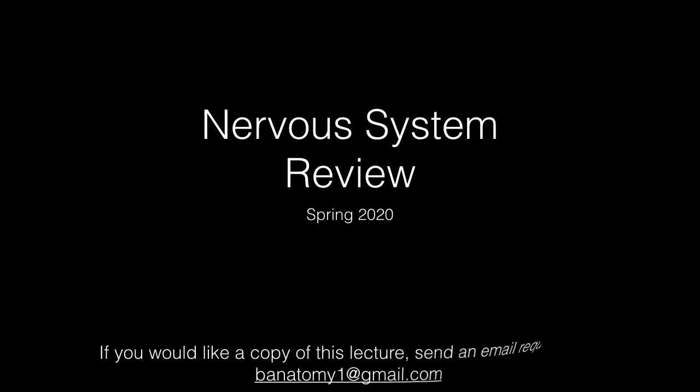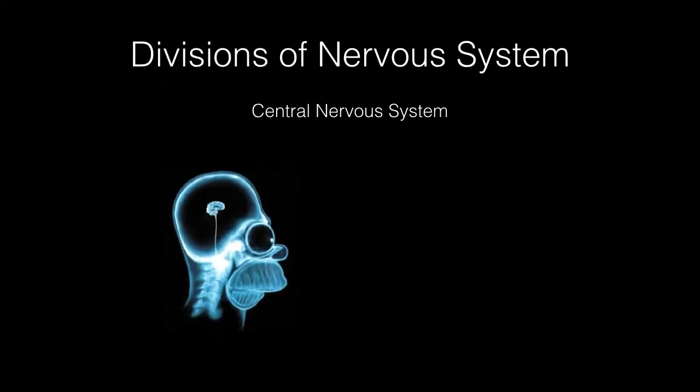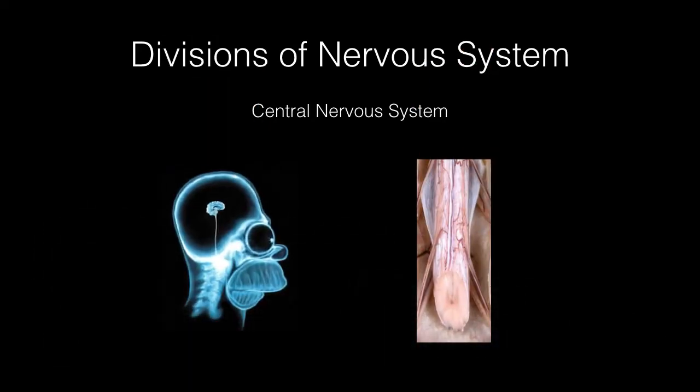Alright, so jumping into it, we're going to look at the divisions of the nervous system. As we know, the nervous system is divided into different structural components. The first one we're going to talk about is the central nervous system, which is composed of the brain and the spinal cord. This picture is from the cadaver specimen in our lab. So those are the structures of our central nervous system, the brain and the spinal cord.